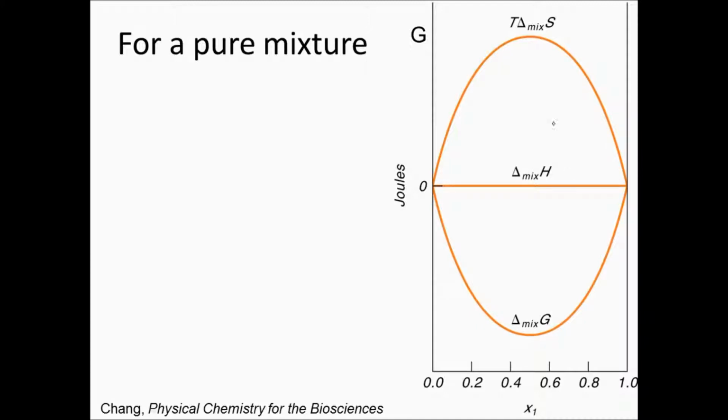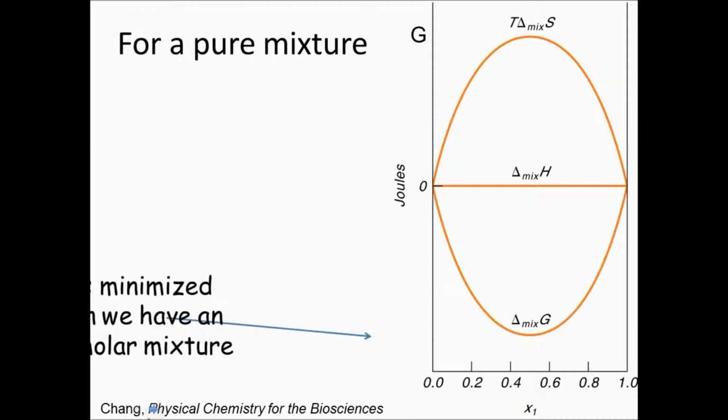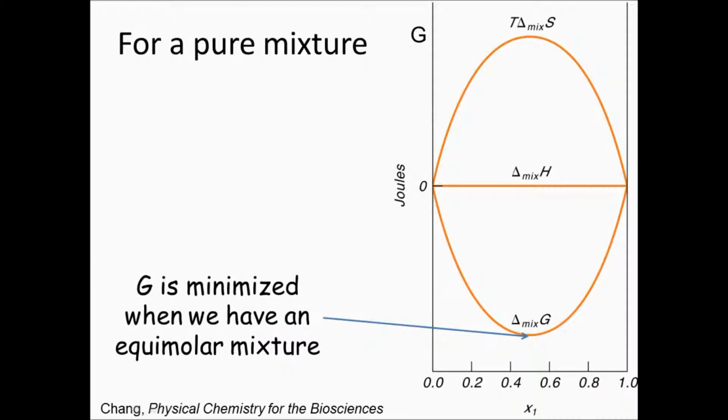There is no enthalpy associated with mixing. However, as you mix it, you're going to increase the disorder, right? Because you've got different types of molecules there instead of a pure substance. So therefore, you will see that there is a minimization of the Gibbs free energy when you have an equimolar mixture of two different substances.